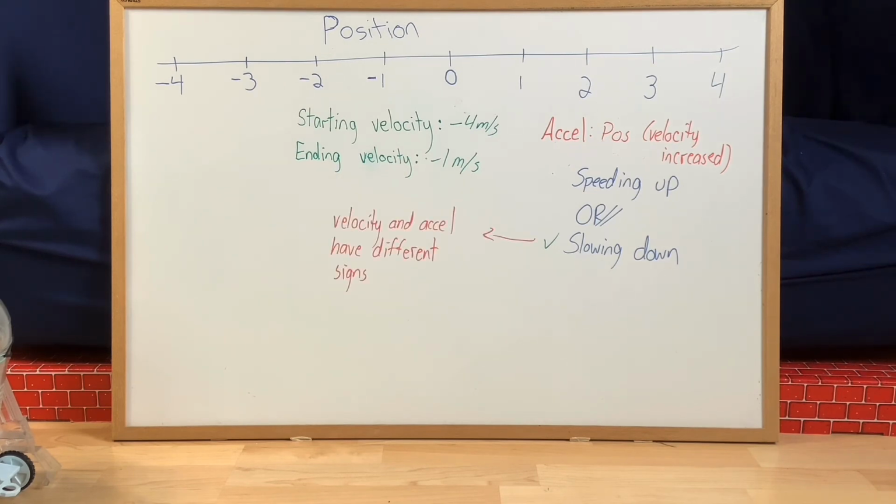Hopefully these demonstrations have given you a better idea of what positive and negative position mean, what positive and negative velocity mean, what positive and negative acceleration mean, and how they combine to tell you whether you're speeding up or slowing down. To recap, if acceleration and velocity have the same sign, either both positive or both negative, we're speeding up. If they have opposite signs, then we're slowing down.